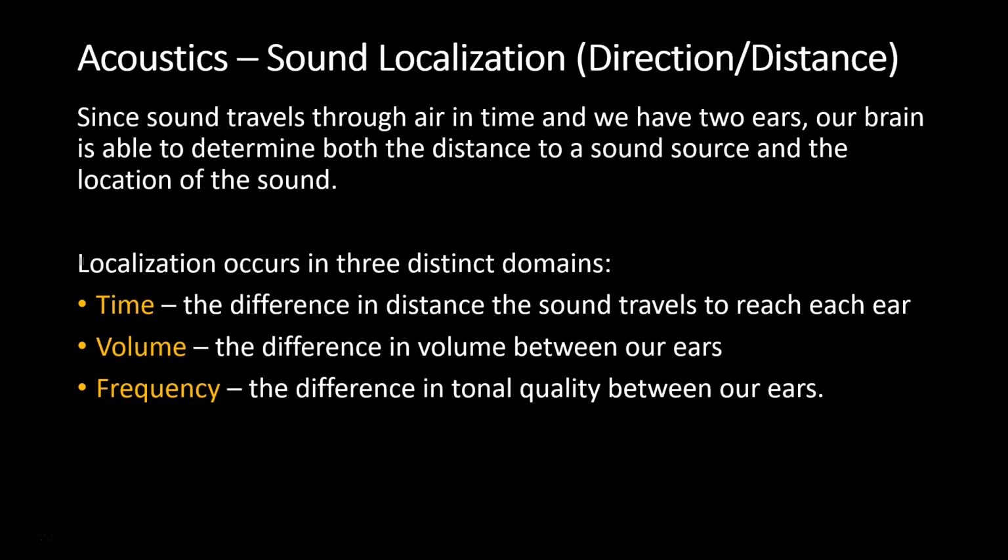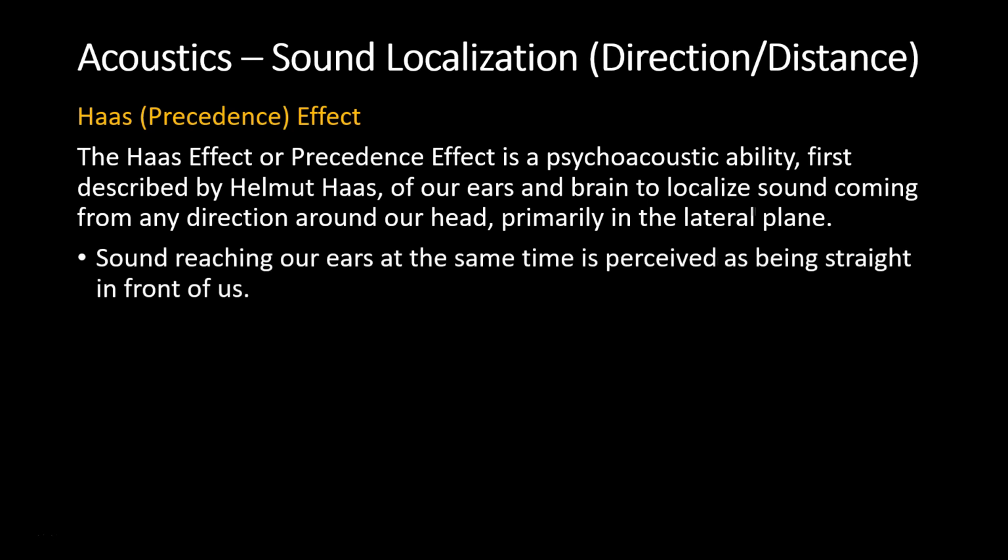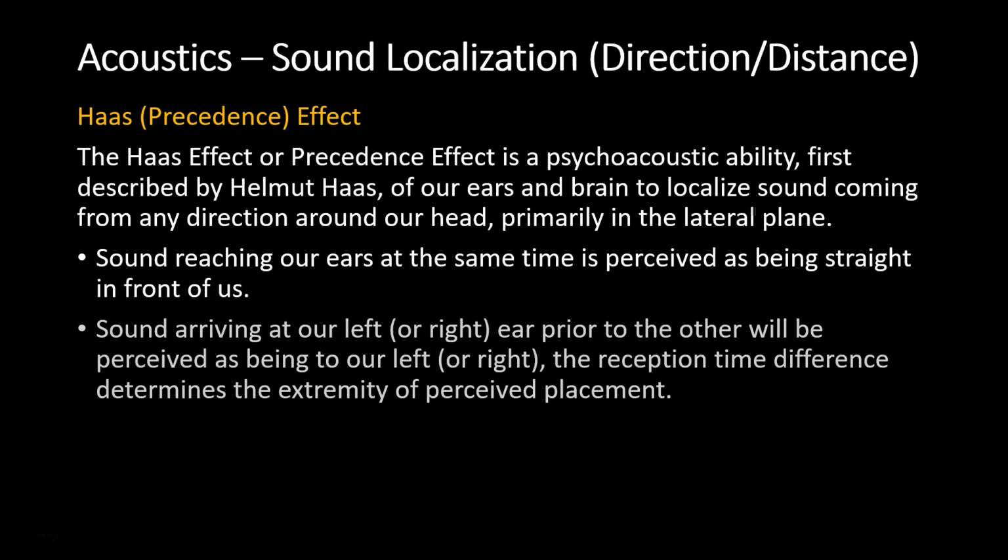So we can use the frequency content to determine the location of the sound and the placement of the sound around us. The Haas effect, or precedence effect, first described by Helmut Haas, is the psychoacoustic ability of our ears and our brains to localize the sound coming from any direction around our heads, but primarily in the lateral plane. Sound reaching our ears at the same time is perceived as being straight in front of us. Sound arriving at our left or right ear prior to the other will be perceived as being from our left or right, and the reception time difference determines the extremity of the perceived placement.